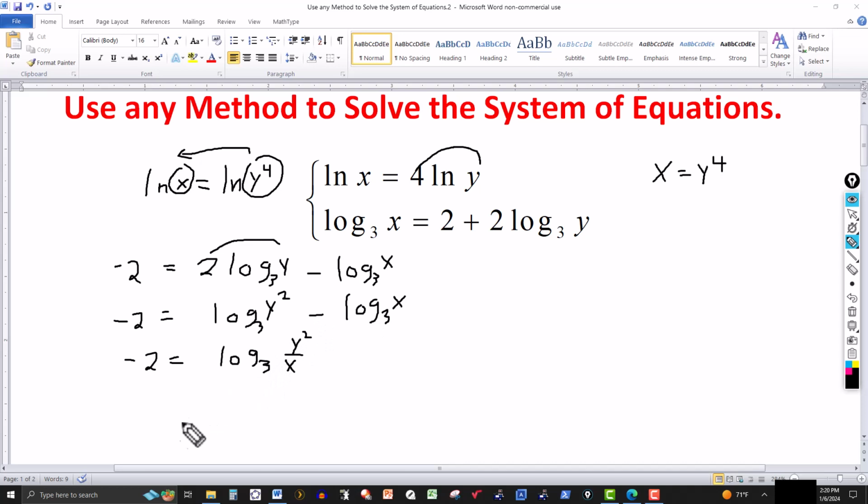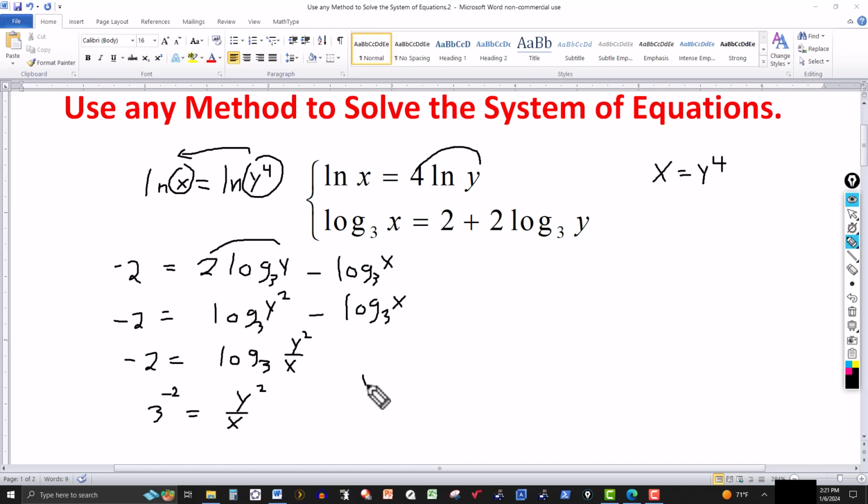And then I'm going to apply the property of logs. Anytime you have the log of some expression to some base equal to a number, the expression, in this case y squared over x, will equal the base here, which is 3, to the negative 2. We're just going from the logarithmic form to the exponential form. So y squared over x then will equal 3 to the negative 2.